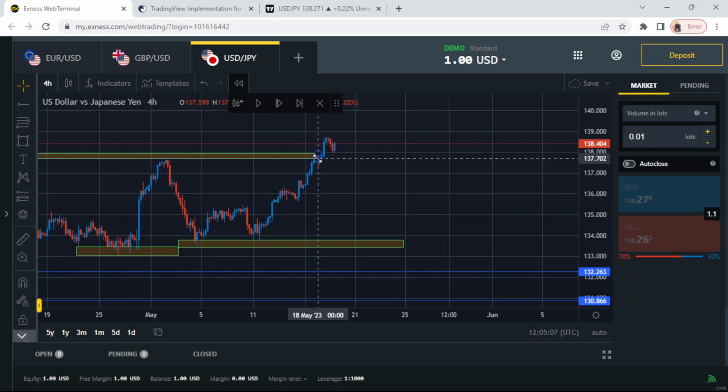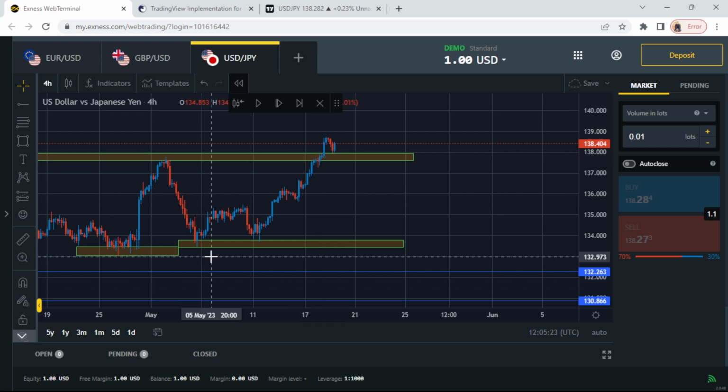And what happened? This zone was broken. You see, this zone was broken. And when the zone is broken, what happens? When the resistance or support zone gets broken, we expect the price to come and retest that zone. If the zone is strong enough, it will withstand, okay? Then this price will continue to go up.